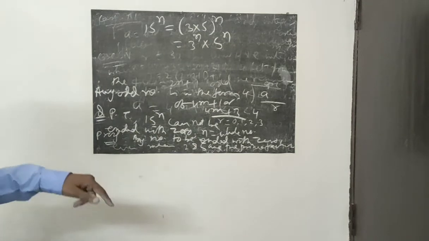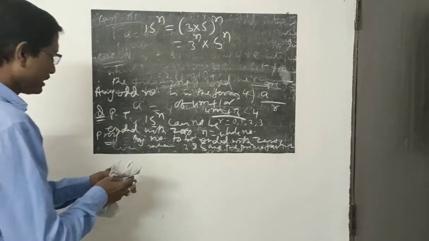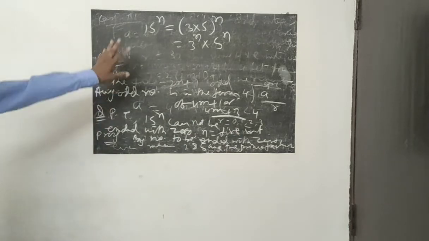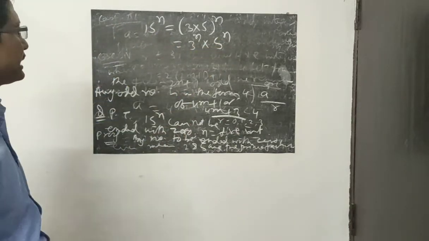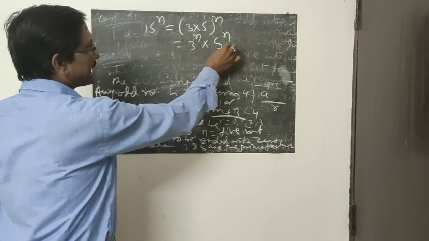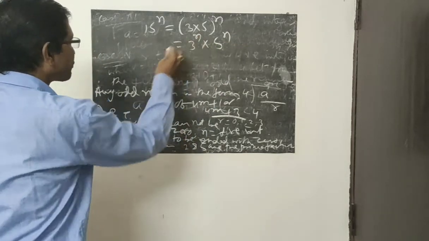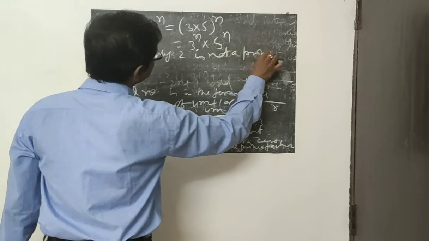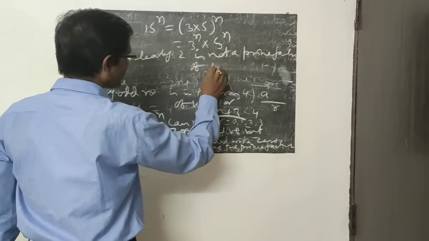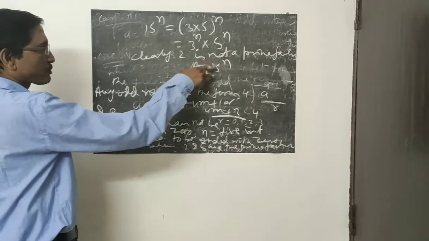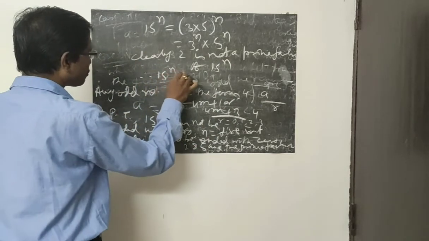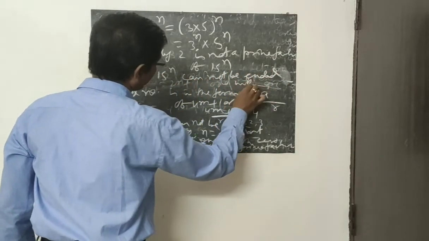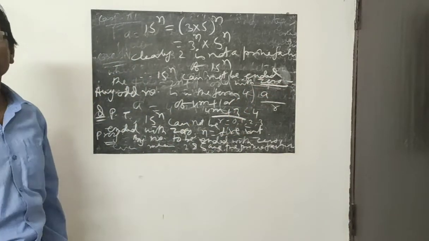Check. Whether n is a positive integer or 0, it is not ending with 0. 3 to the power n into 5 to the power n. See, it will not be divisible by 2, or 2 is not a prime factor of this one. So clearly 2 is not a prime factor of 15 to the power n. 5 is a factor, but 2 is not a prime factor. Therefore, we can say 15 to the power n cannot end with 0.